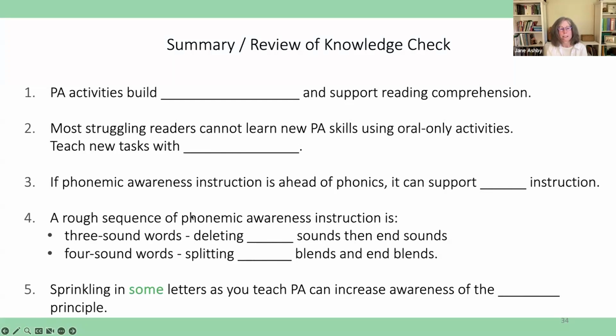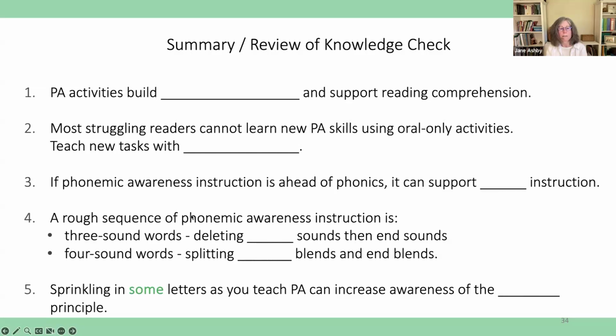Number 3, if phonemic awareness instruction is ahead of phonics, as it sometimes is, it can support what kind of instruction? You might be thinking instruction in blends or initial consonant clusters or just phonics instruction. All of those are right answers. If phonemic awareness instruction gets ahead of phonics, it can support phonics instruction, kind of pave the way.